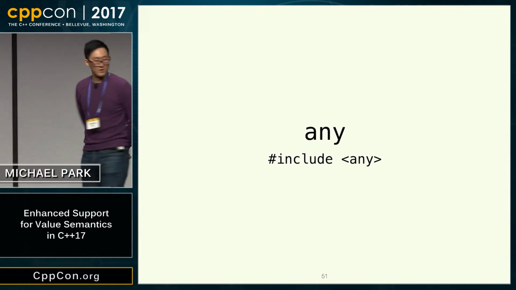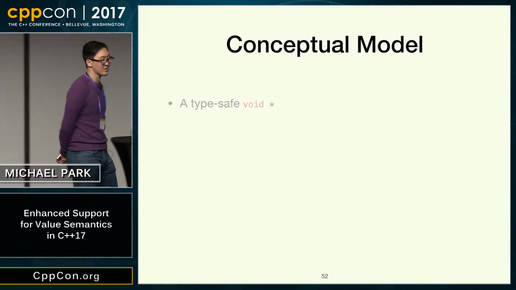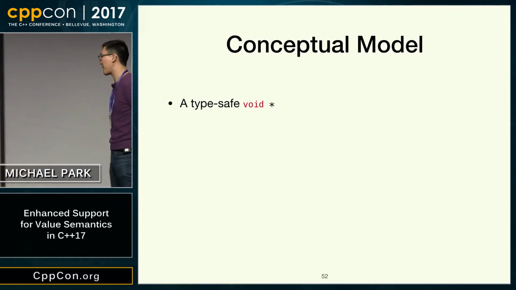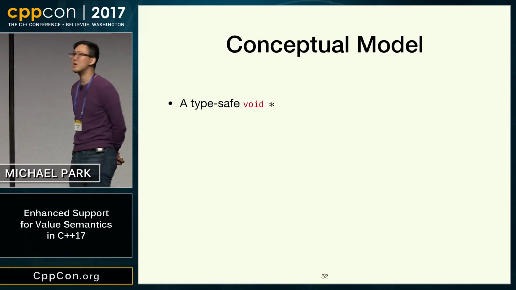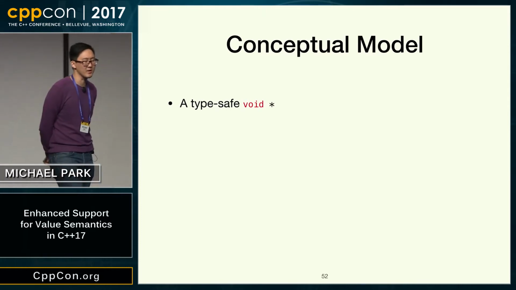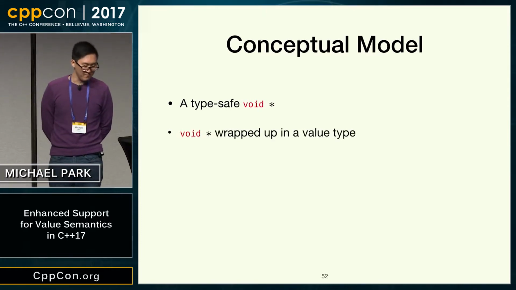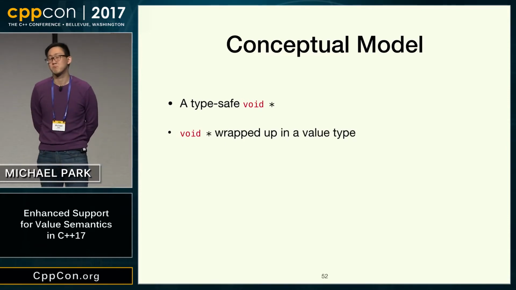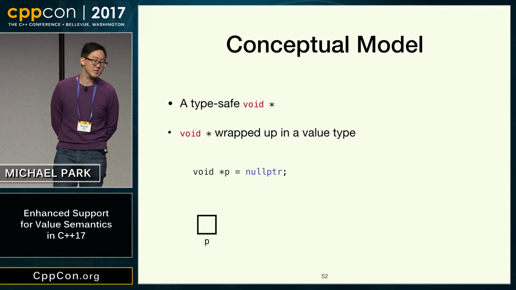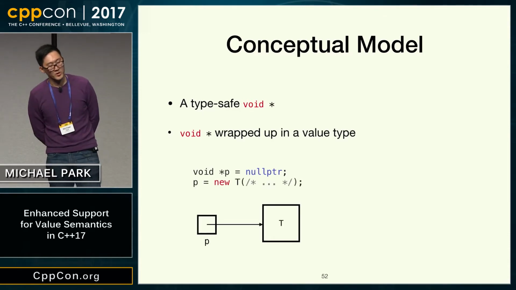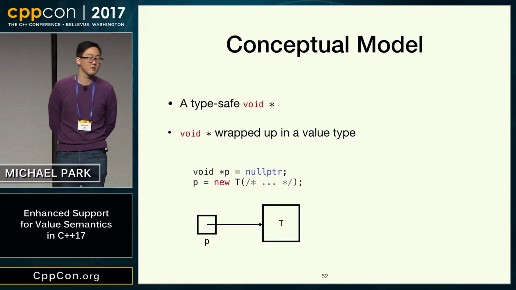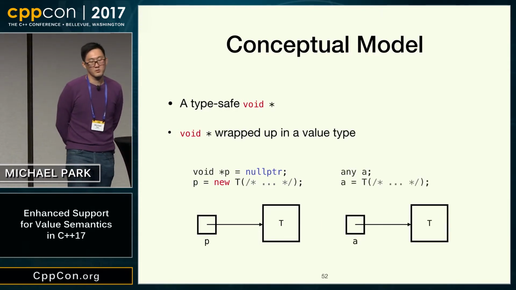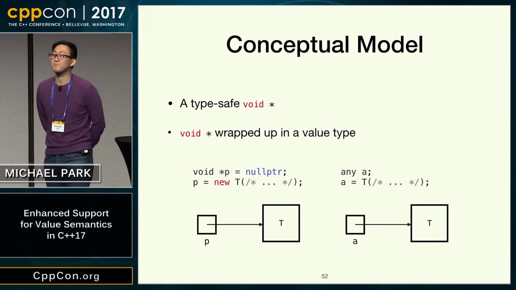Last type of the day, we have any. So the conceptual model for any is that it's a type-safe void star. I don't actually have really good use cases for any, but I'll show one. And another way to look at it is that it's a void star wrapped up into a value type. So again, another illustration. We have some pointer v to void, pointing at nothing. We can point at anything. And on the any side, we're actually going to have the same picture.